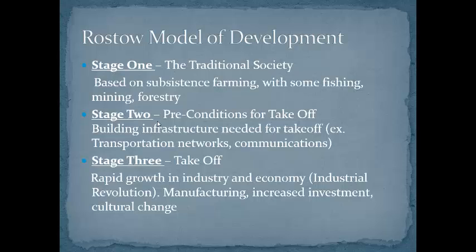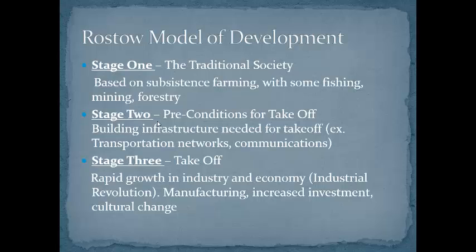So this is when you start building the infrastructure that's needed to become industrialized. So for example, transportation networks start to be built. You might have railways or roadways built. You get communications networks set up. So if this is in the 1800s, that might be something like the telegraph. If this is in the 1900s, that might be phone lines. If it's today, that would be the internet or Wi-Fi.